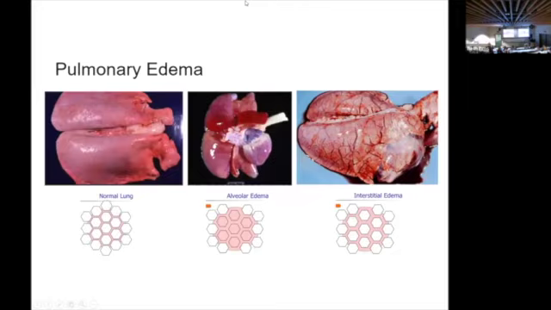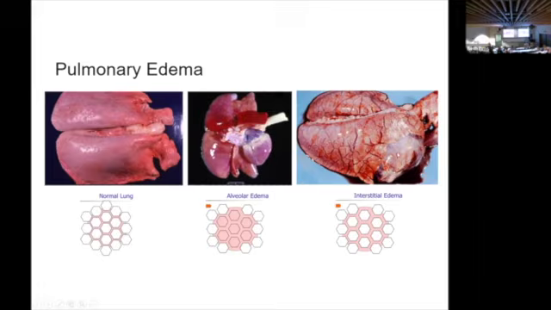Okay, so pulmonary edema, there's a couple different places it can localize. The one we are most concerned with is this alveolar edema, where fluid is actually filling those alveolar spaces. So that's taking up your gas exchange. You're not going to be able to breathe if you get enough of that in the lung.